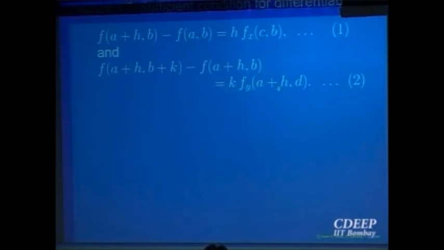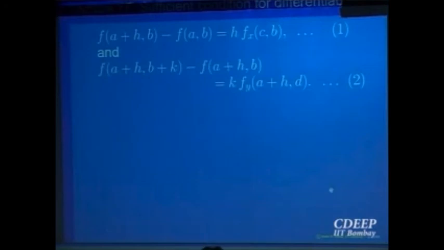So, for each variable we have taken the increment and applied Lagrange's mean value theorem. Now, if I add these two, what will I get? The f of this will cancel out, and we will get f of a plus h, b plus k minus f of a b equal to something in terms of partial derivatives. So, at least I am heading towards what I want.